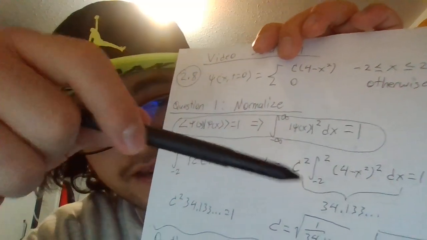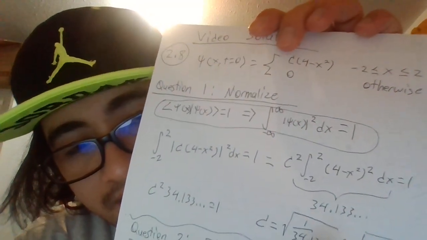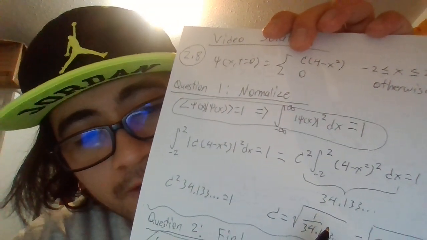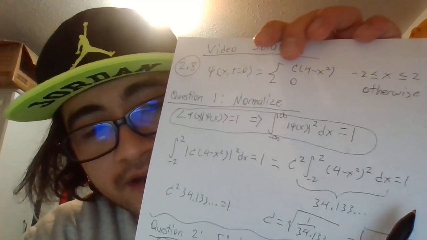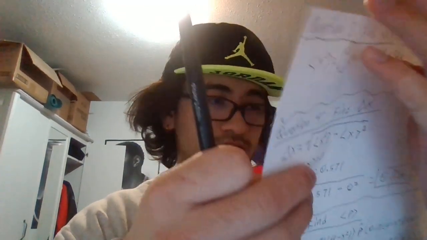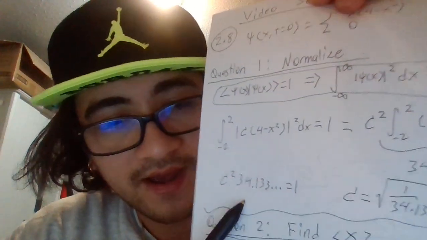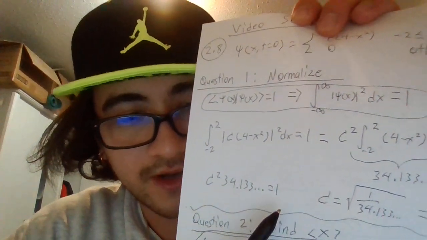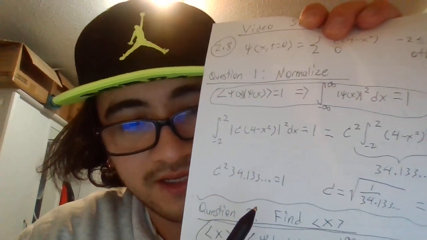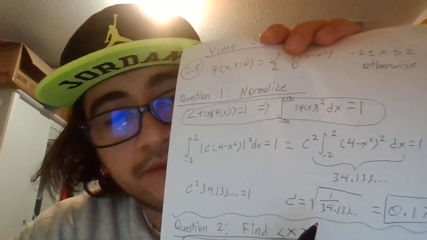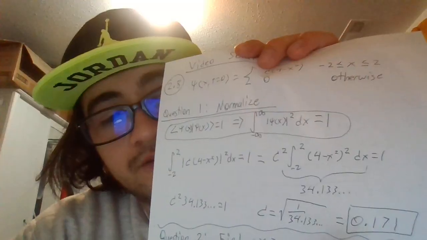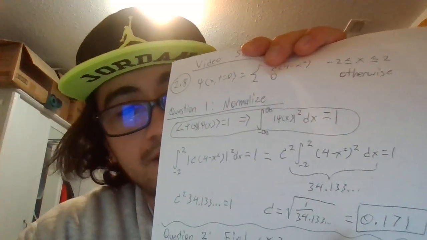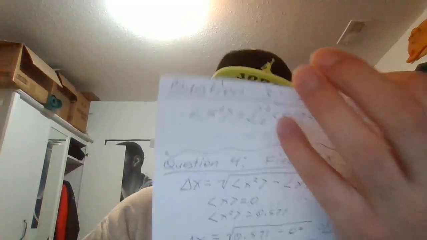Then I solved the integral using an integral calculator, and you get 34.1333. Remember that's equal to 1 because it's normalization. So that's what I have over here, equals 1. Then you use algebra to solve for c, and you get the square root of 1 over 34.1333, which equals 0.171 to 3 decimal places.